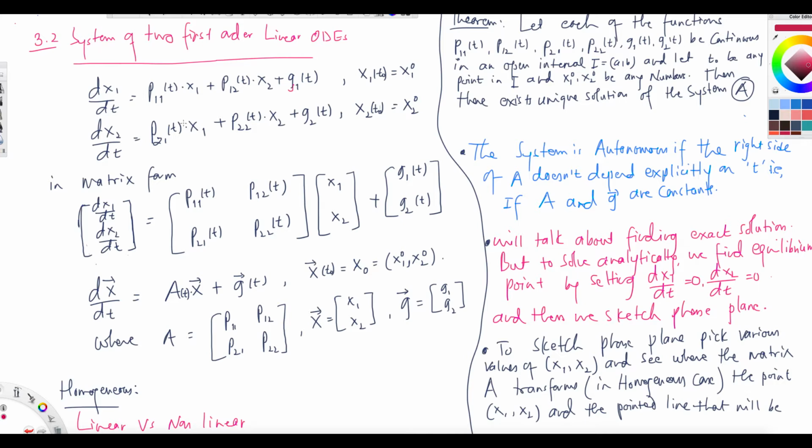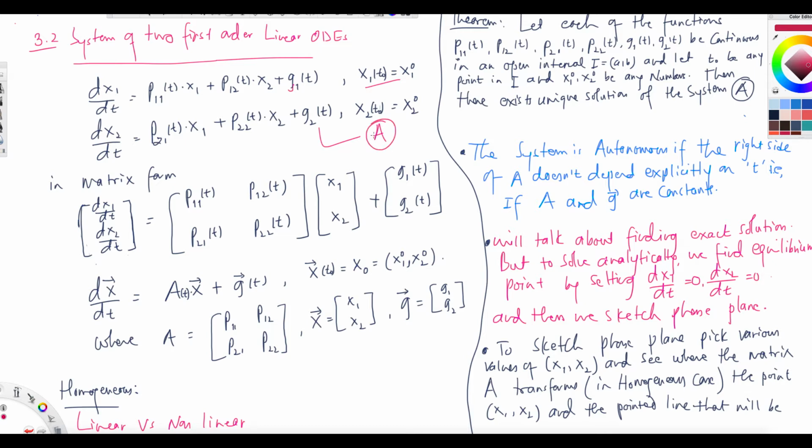Okay, now you see that these two differential equations, these two variables are connected. Why? Because the rate of change of x1 depends on x2. You see that x2 is the second variable, and the rate of change of x2 depends on x1, so they are connected to each other. Okay, and these are the initial conditions: x1 at t0 is x10 and x2 at t0 is x20. Let us suppose that this system is denoted by A.